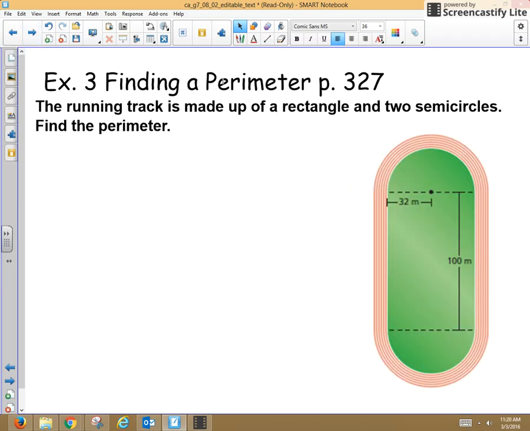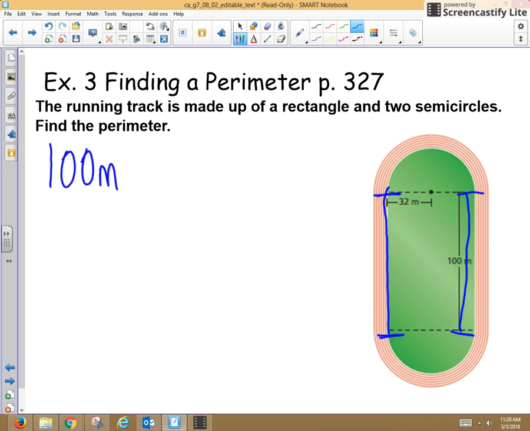Okay, example 3 is also finding a perimeter, and this shape is actually a running track. This track is made up of a rectangle and 2 semicircles. If you put the top semicircle together with the bottom semicircle, you have a complete circle. So what we need to do is find the perimeter. I'm going to start with the sides here. I know the length of this side and this side are each 100 meters. So I'm going to have 100 meters plus another 100 meters, which is 200 meters.